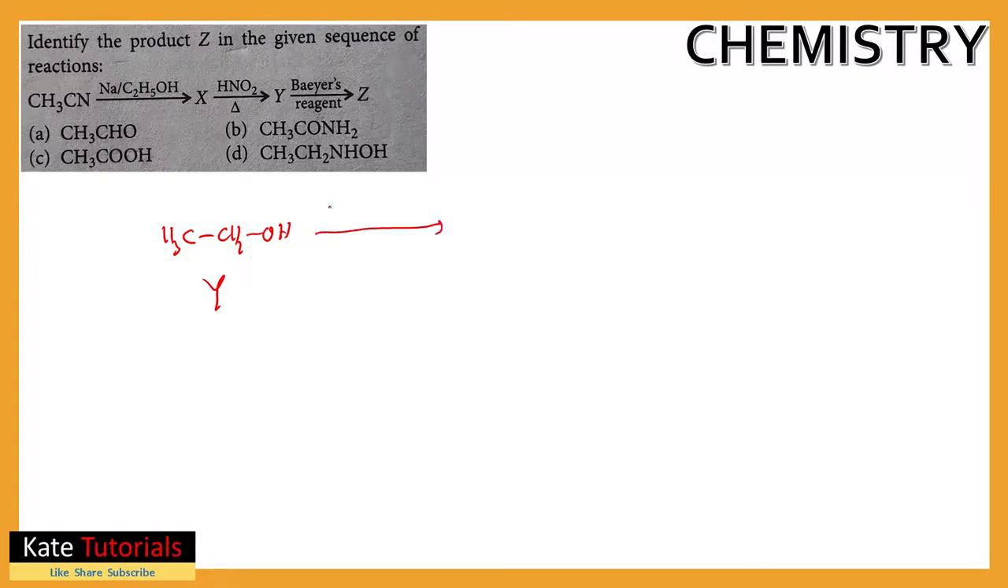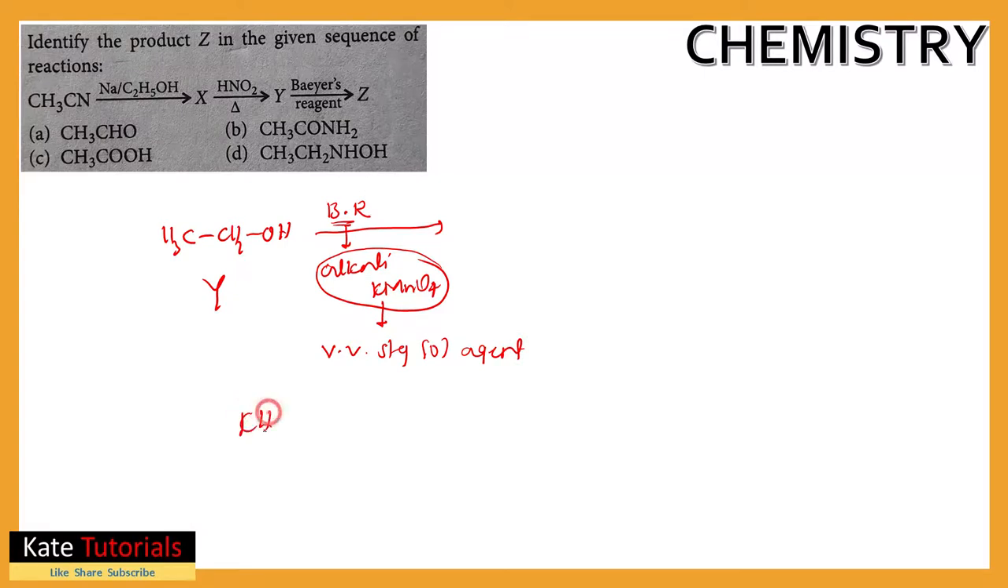Followed by that, they have added Baeyer's reagent. What is this Baeyer's reagent? Baeyer's reagent is nothing but alkaline KMnO4, right? So this we call Baeyer's reagent. Alkaline KMnO4 is a very strong oxidizing agent, right? So what does a very strong oxidizing agent mean? If I had a primary alcohol, for example, let us assume CH3CH2OH.